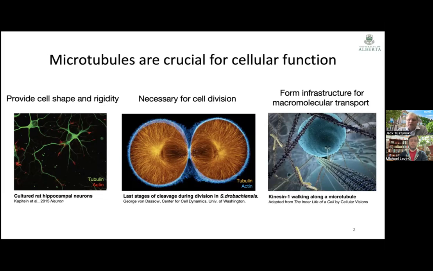And then motor transport: motor proteins such as kinesin and dynein travel or move processively on microtubules. That means they are moving in a given direction.